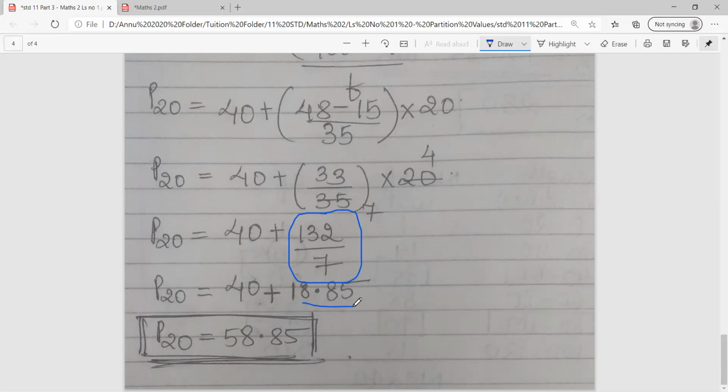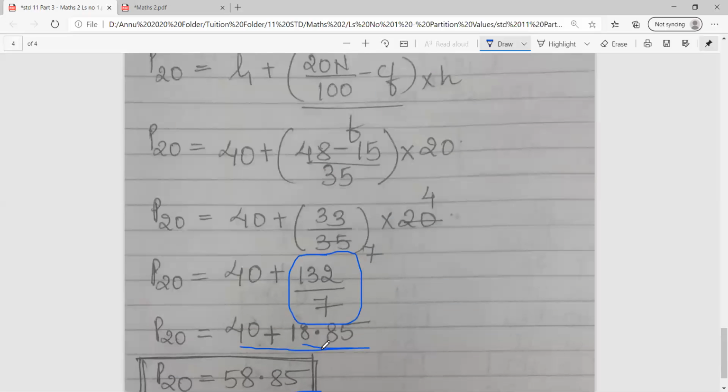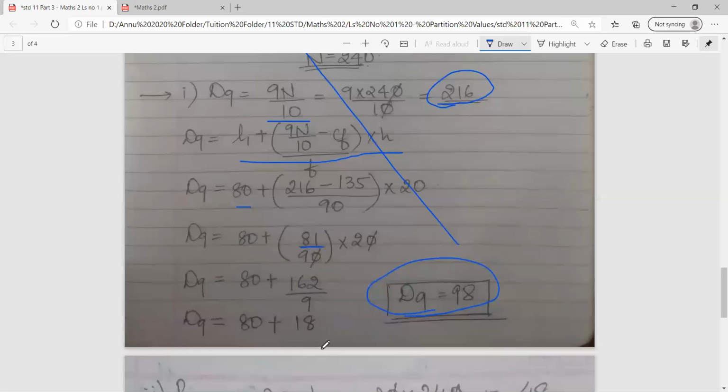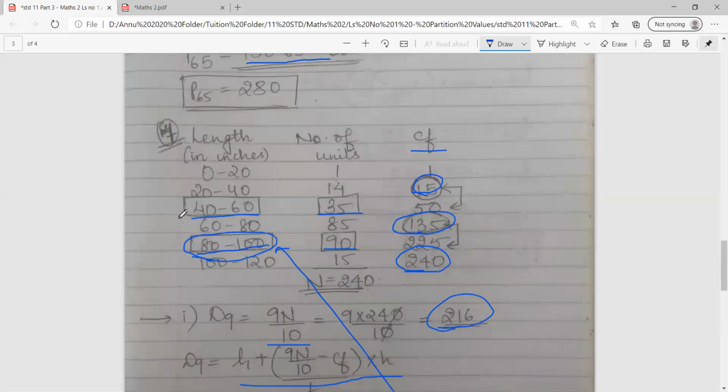Please do not use calculators. Do the calculation honestly. If you do it, it will be a loss for you all, because in the examination you won't be allowed to use calculators. So be true to yourself at least, class. So on adding 40 plus 18.85, you will get 58.85. Again, you can check 58.85 should lie between 40 to 60, which is correct. So it is lying between 40 to 60.